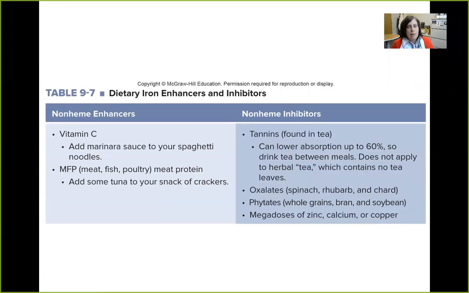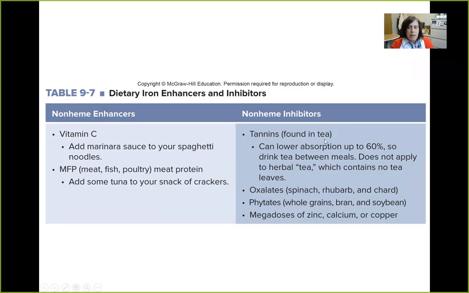When we talk about non-heme iron, it's just in a different form than heme iron, and it's not as easily absorbable. However, there are things we can do to enhance its absorption, including consumption of vitamin C, and then also within the meats, we have a special compound called meat, fish, and poultry factor, and that actually enhances non-heme iron absorption. What are things that can actually inhibit its absorption?